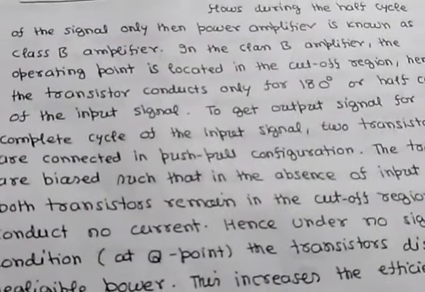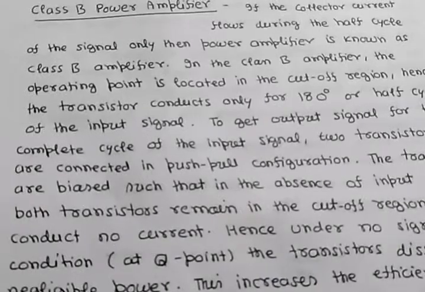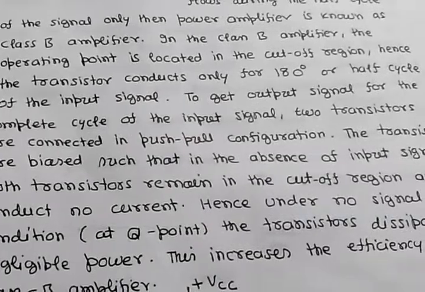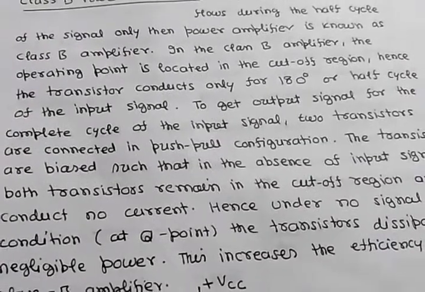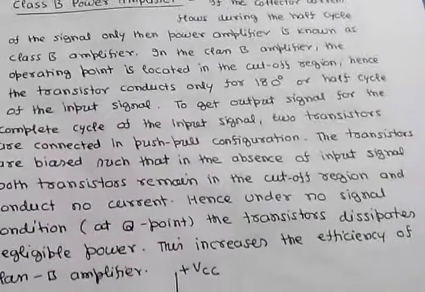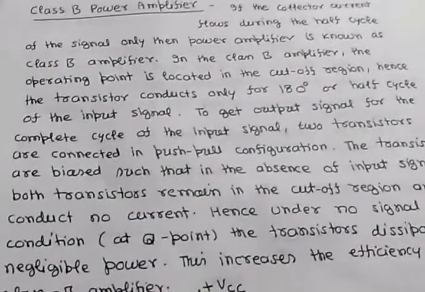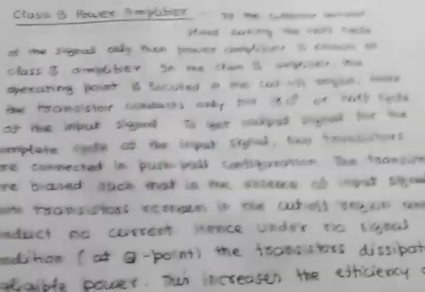So to amplify complete cycle of the input signal, we need two Class B amplifiers in push-pull arrangement. One amplifier will amplify positive half cycle and the second amplifier is used to amplify the negative half cycle of the input signal. So to amplify the input signal using Class B power amplifier, we need two Class B amplifiers connected in push-pull configuration.